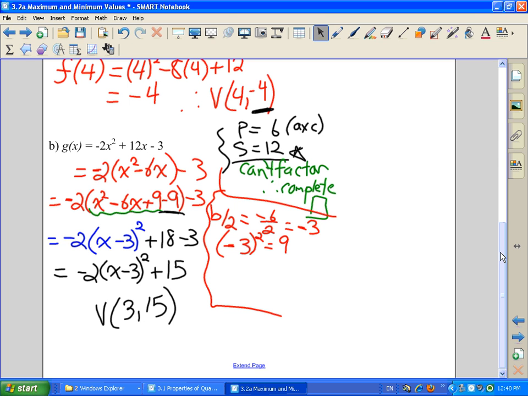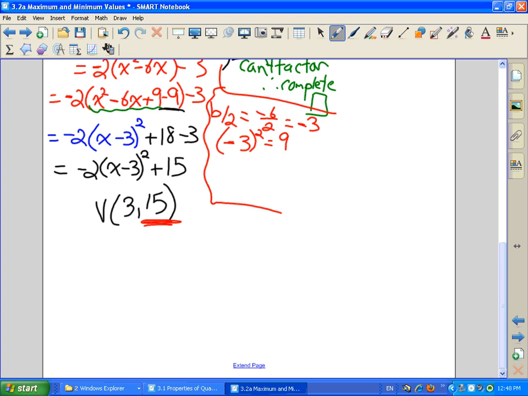And again, to decide your min and max value, it is the y value of your coordinate. And then you have to look at a. In this case, a is negative, so it opens down. That means you have a maximum. So therefore, you have a maximum of 15. Put down here that it opens down. That tells us we have a maximum. All right, any questions with that, folks?